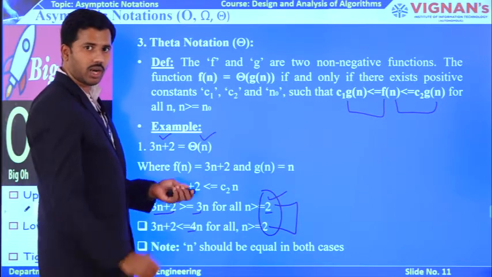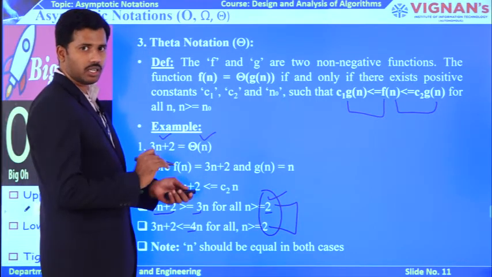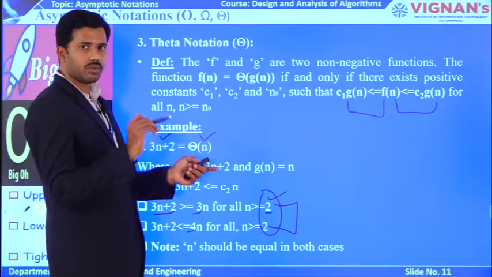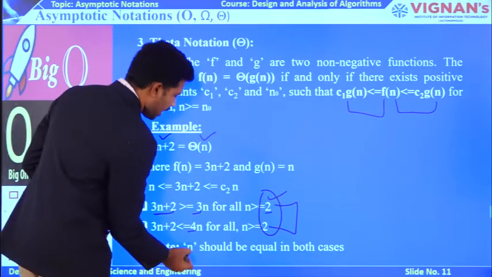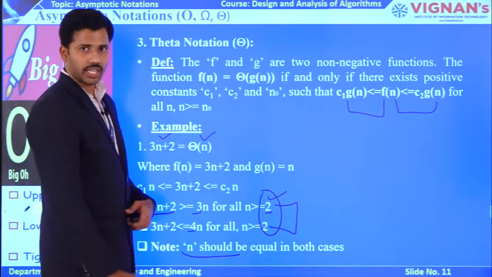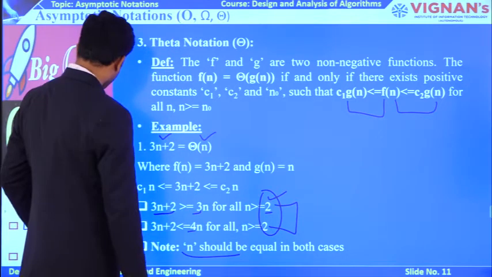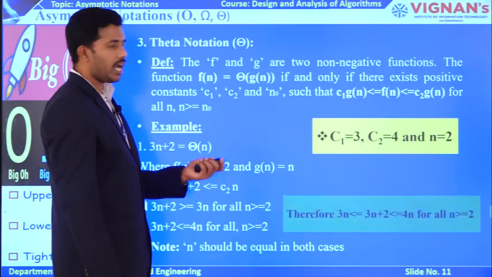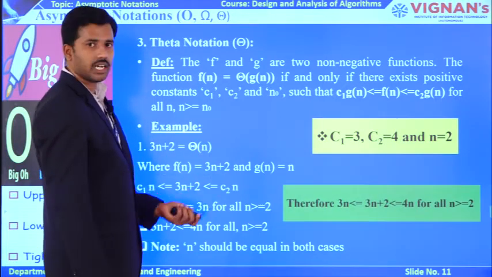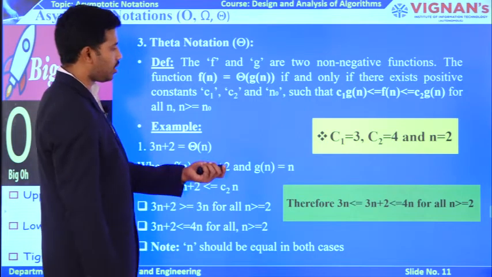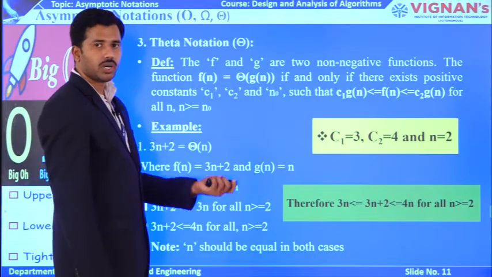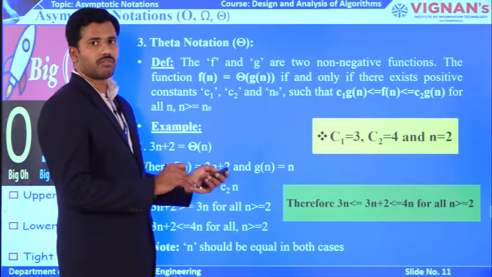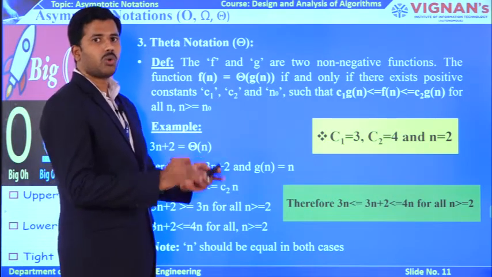You can take n equal to 1 if you consider this equation separately. But if you are showing the relationship among best case as well as worst case, you need to consider n must be equal in both cases. Therefore, my c1 value equal to 3 and c2 value equal to 4 and n equal to 2, such that I can say that my given example 3n less than or equal to 3n plus 2 less than or equal to 4 into n for every n value from n equal to 2 onwards.